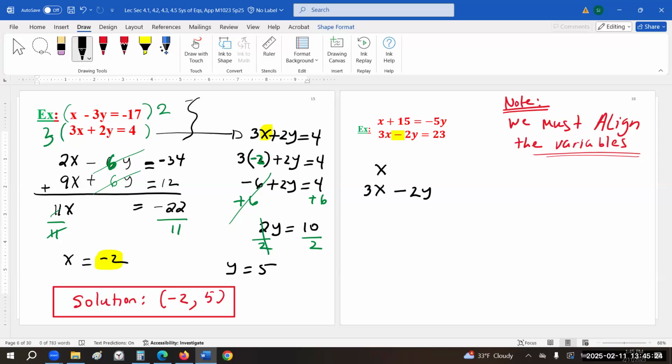So the 5y is negative on the other side. If you bring it to the left side, what will happen to the sign? It will change, it will become plus 5y. So we are switching the position.